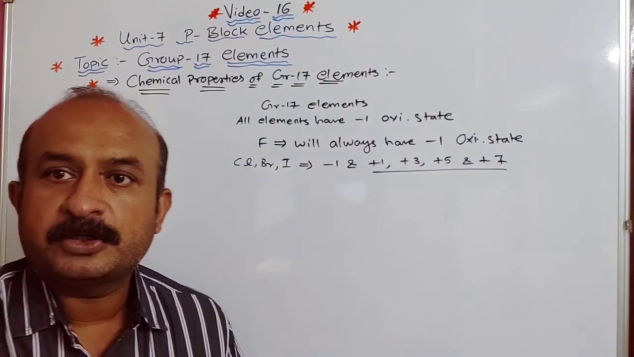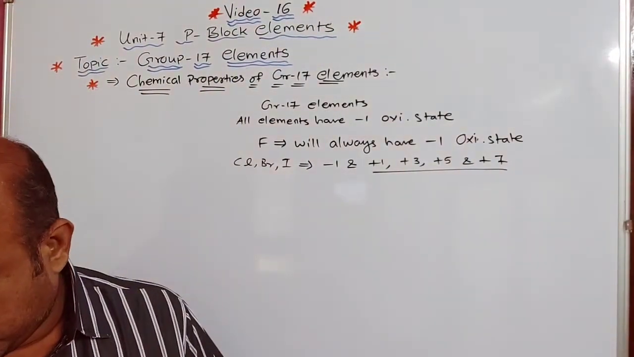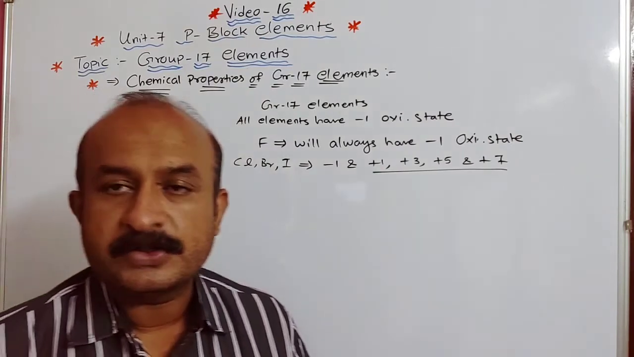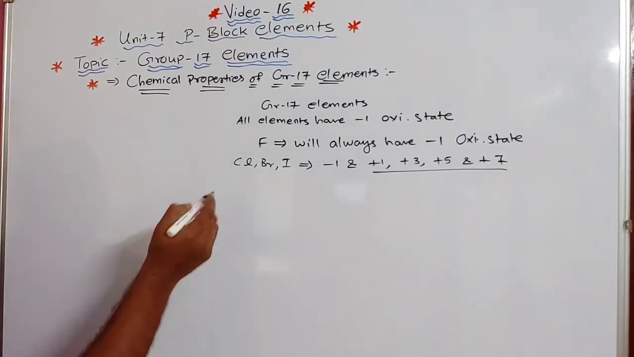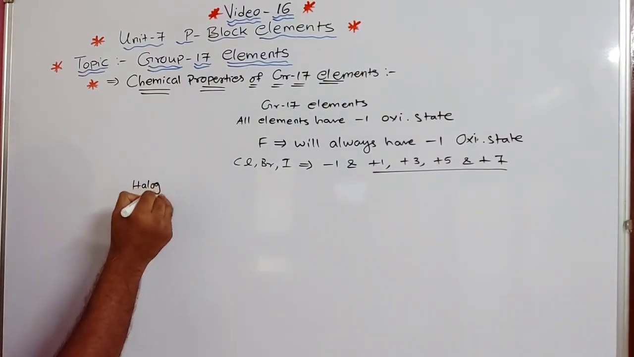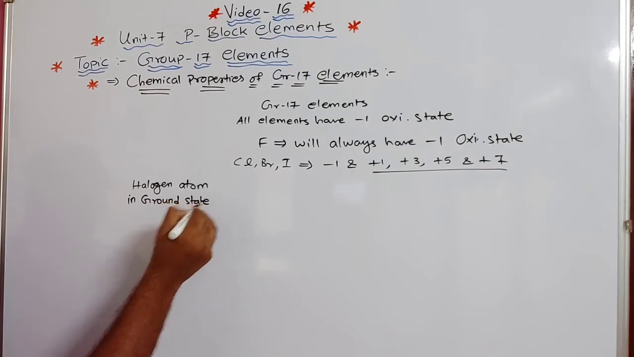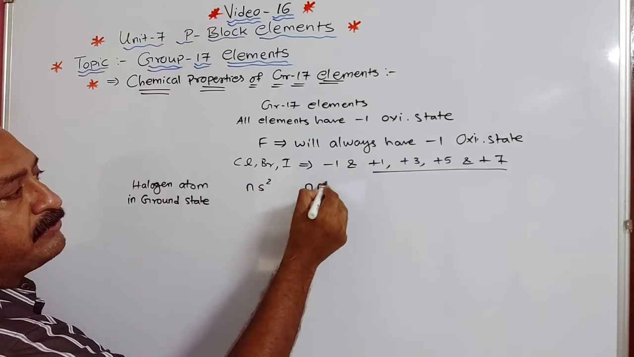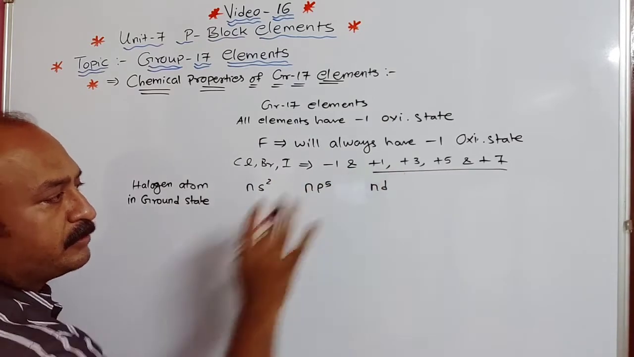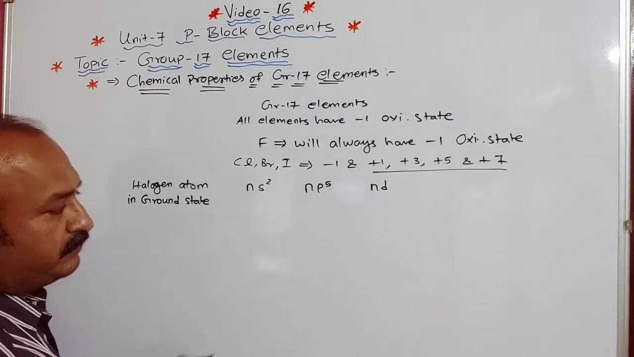This topic is explained in your textbook on page number 199 regarding the oxidation state. They have shown one nice configuration for halogen atoms in ground state. Clear? For a halogen atom in ground state, the configuration is ns2 np5, and nd if required, but first we'll discuss this only. ns2 np5 is the general configuration.